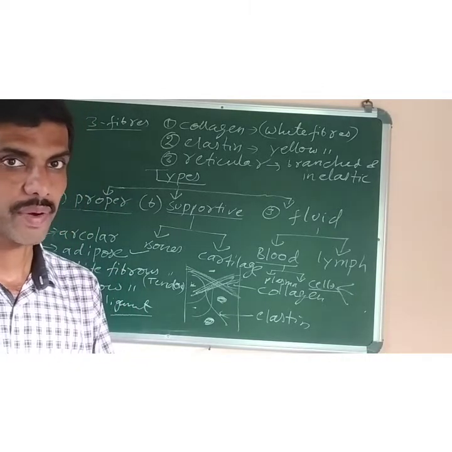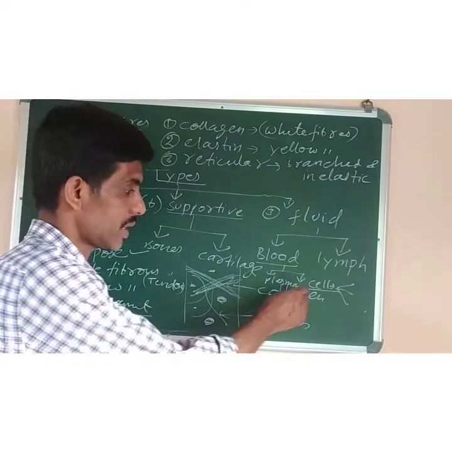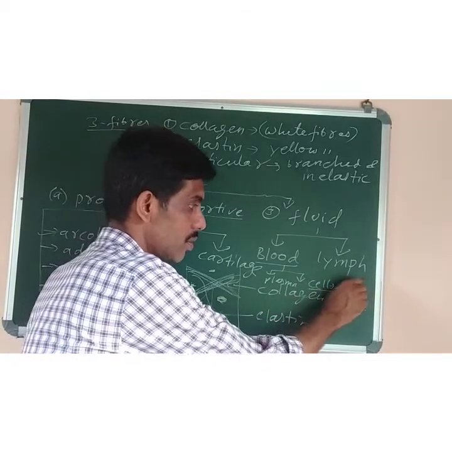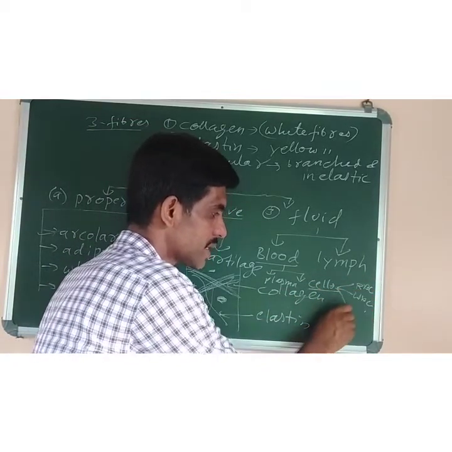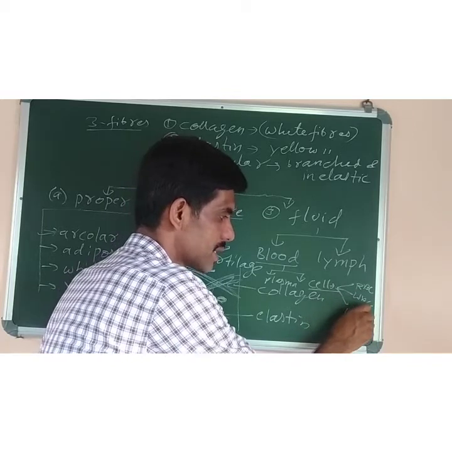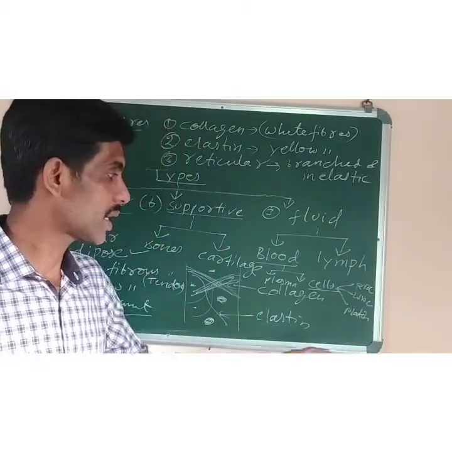So they are further divided. Cells are of three types. What are they? You know, RBC, that is red blood cells, WBC, that is white blood cells, and the blood platelets, also known as. So what are the other names?